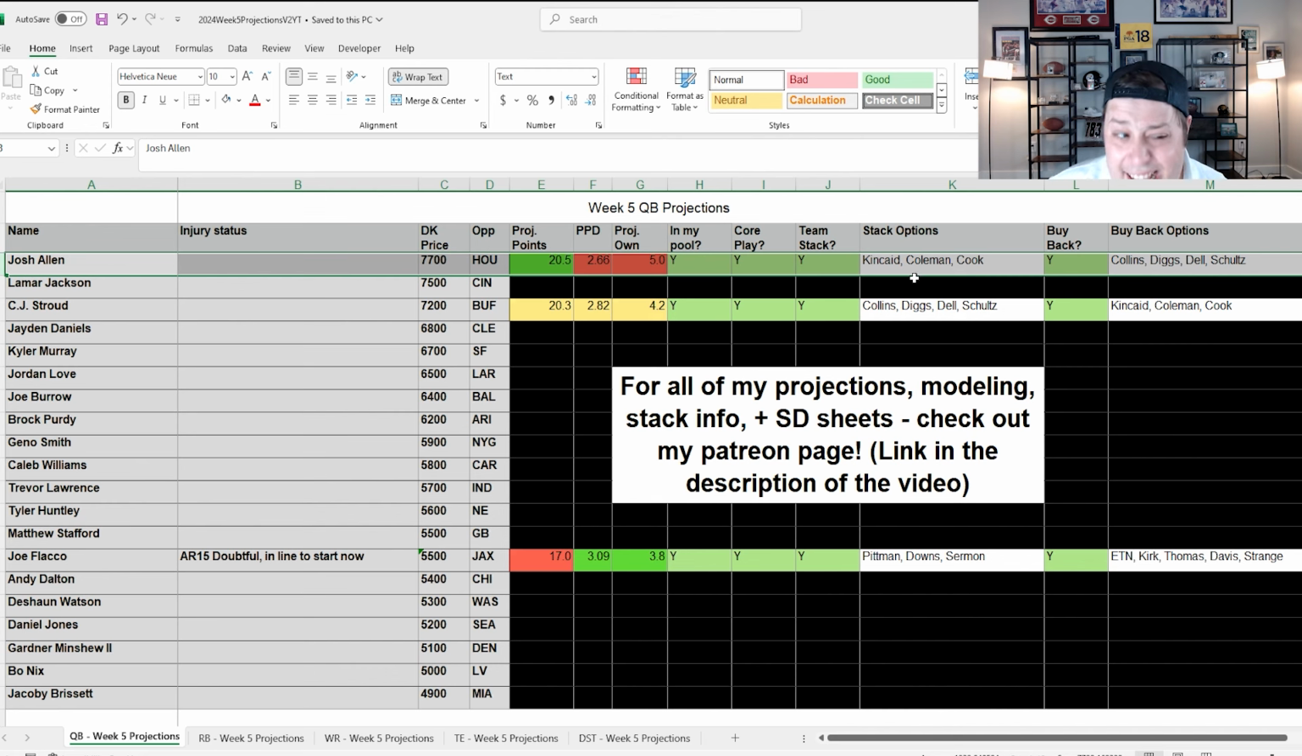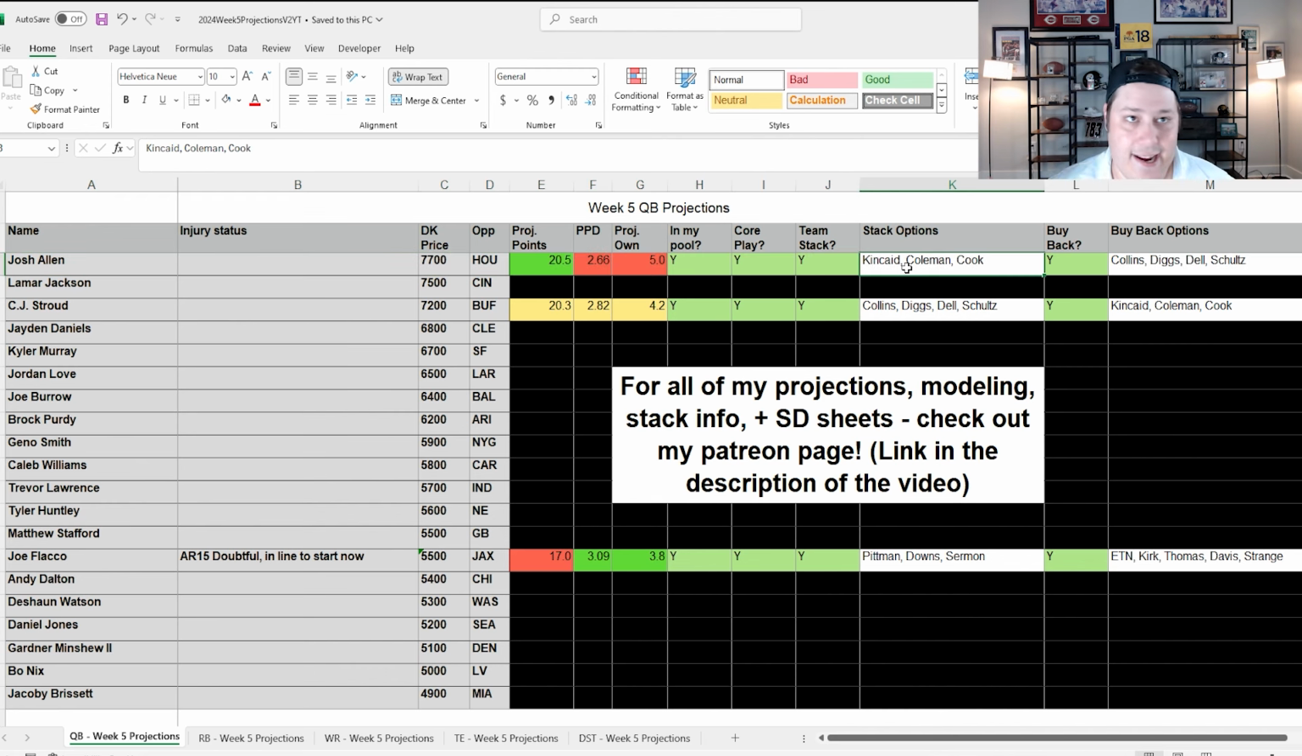In terms of your stacking options for Josh Allen, you've got Kincaid, Coleman, and James Cook out there. I'd be buying it back almost every single time, regardless of which side I'm playing here. And buyback options, which, you know, coincidentally would also be the guys that you could stack out there with CJ Stroud, would be Nico Collins, Diggs, Tank Dell, and Dalton Schultz.